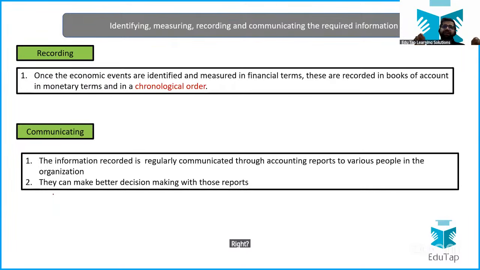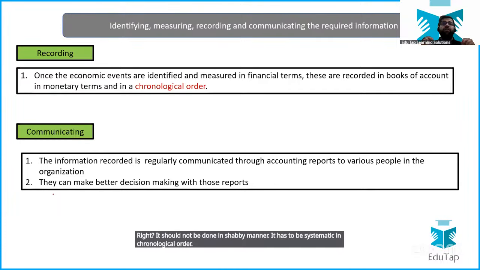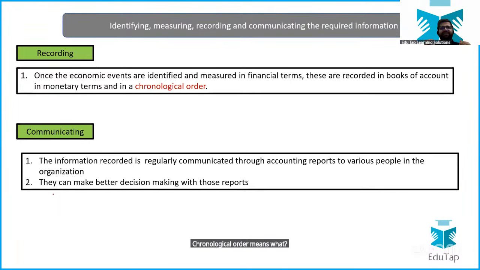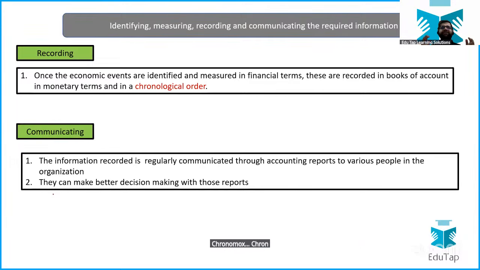Right? So recording means what? That you will do a systematic recording. It is not that you write anything, right? It should not be done in a shabby manner. It has to be systematic, in chronological order. Chronological order means what? Date wise. Simple. Those who have an understanding of management concepts, there is one study of communication which goes by the name of chronemics. Chronemics basically means studying communication with the time period, right? This I will explain to you in management again. But chronological order means what?